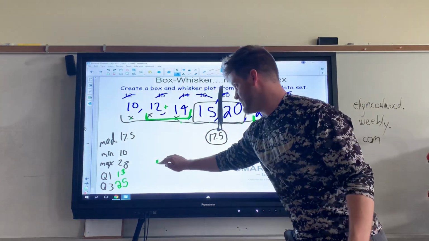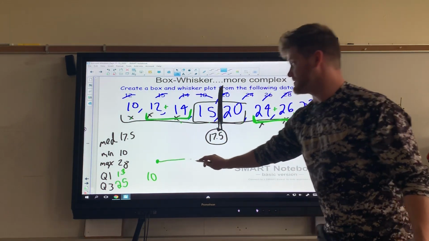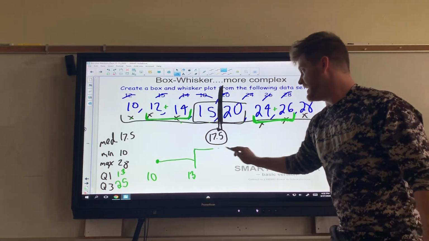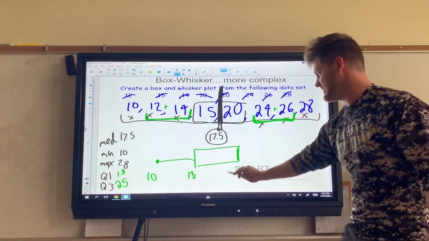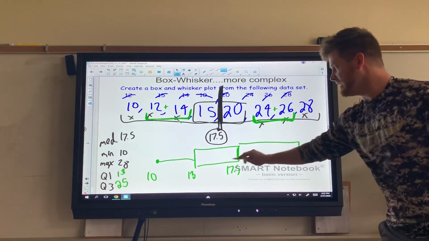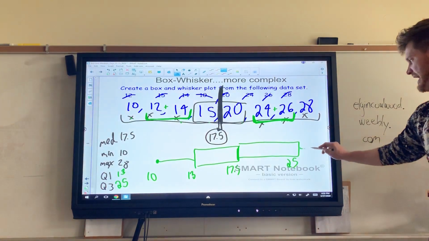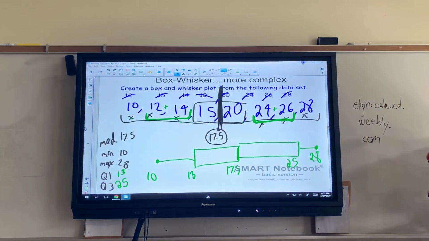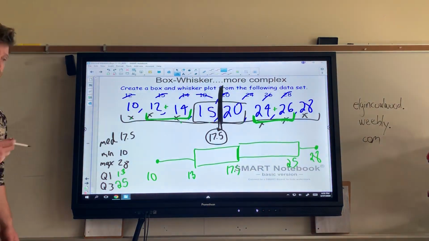So drawing the minimum, that's going to be above the number 10. And then the whisker is going to connect to where the box starts at Q1, which is 13. And then the median, the middle number of the box, is going to be 17.5. The box will then end at Q3, which is 25. And then the highest value in the data set, the max, is going to be 28. So that is how we do it when there's an even number of values.